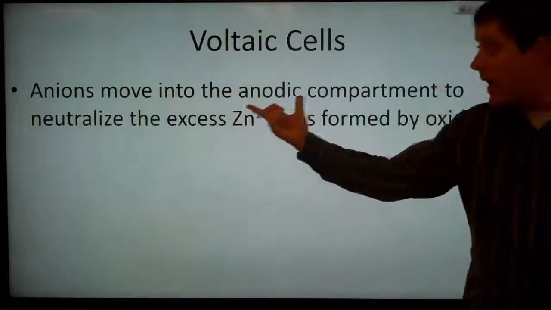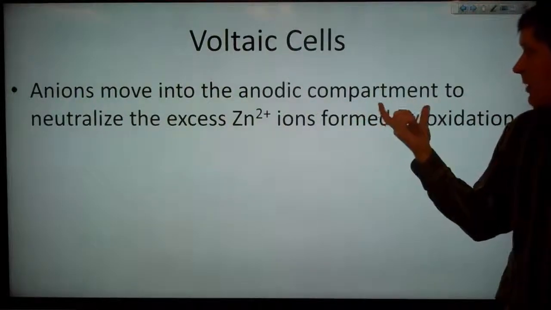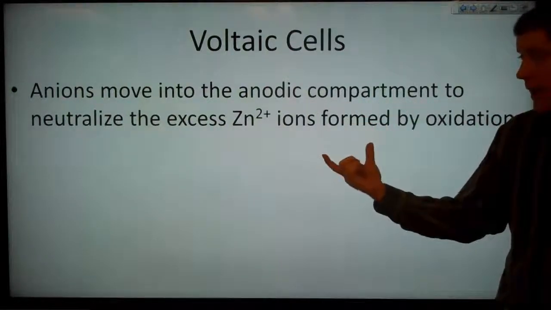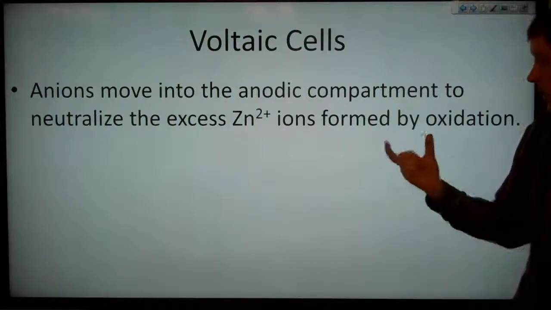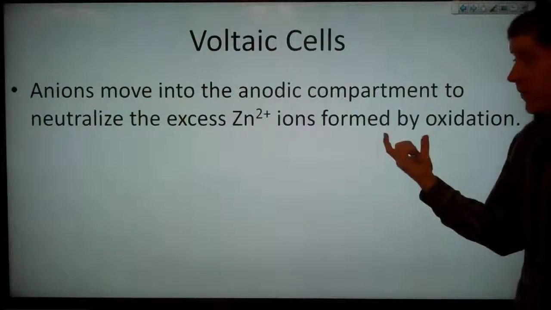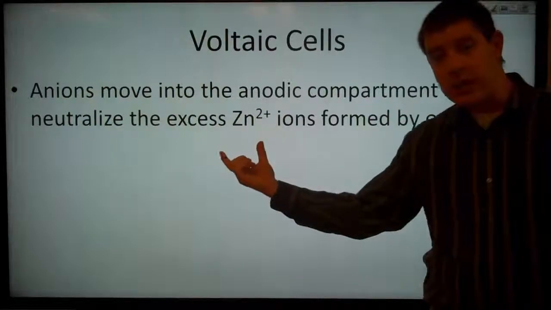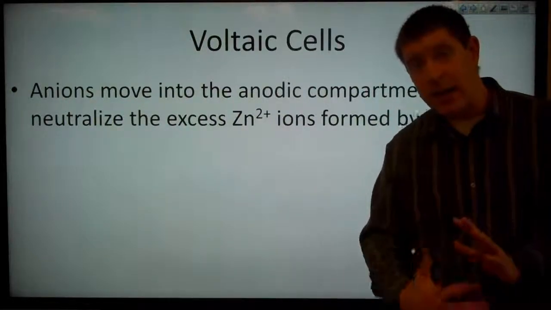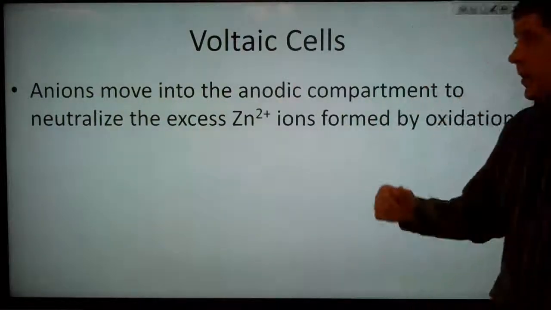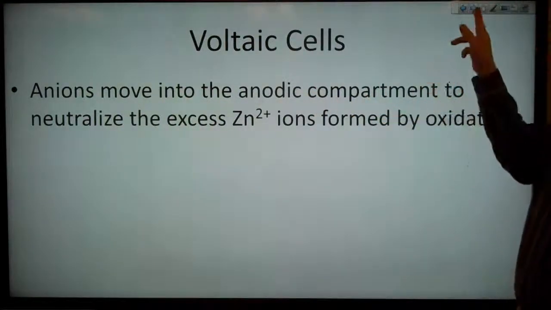And then, on the other hand, the anions are moving into the anodic compartment in order to neutralize the excess zinc 2+ ions that are formed by oxidation. So the zinc 2+ ions basically need a counter ion along with them. That counter ion has to come from the other compartment, or really via the salt bridge.